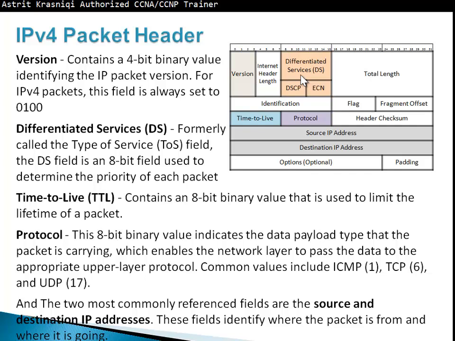So here we can prioritize. We can say, okay, these are the voice packets. They have to have a better priority. They have to be put in the front of the queue ahead of web browsing packets.